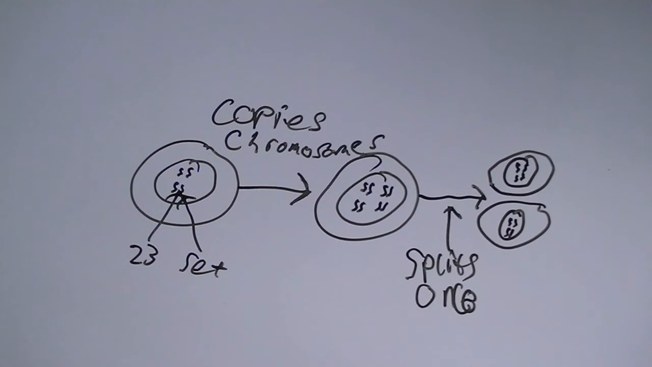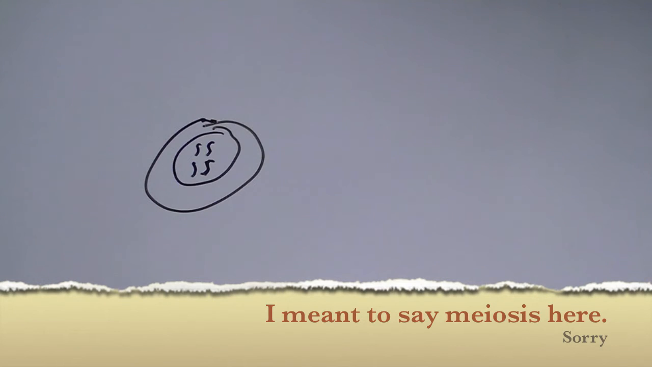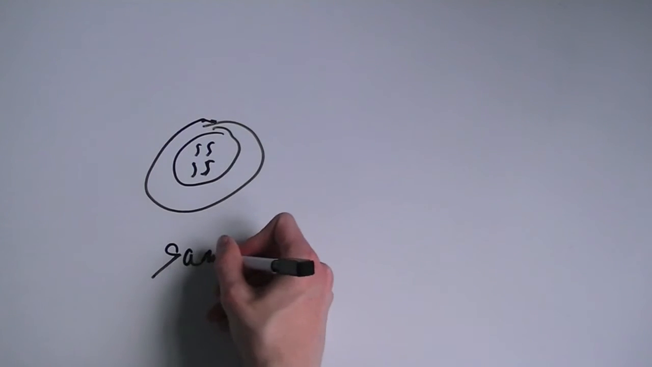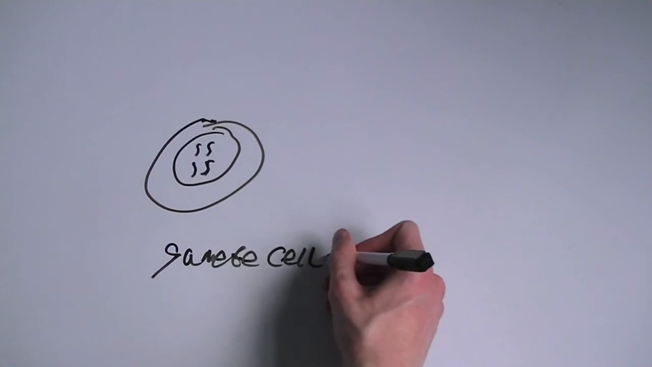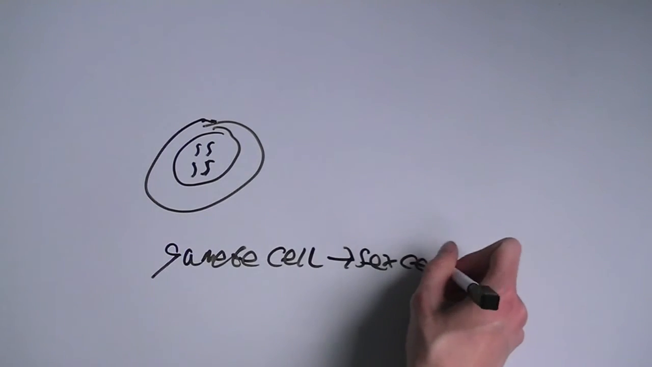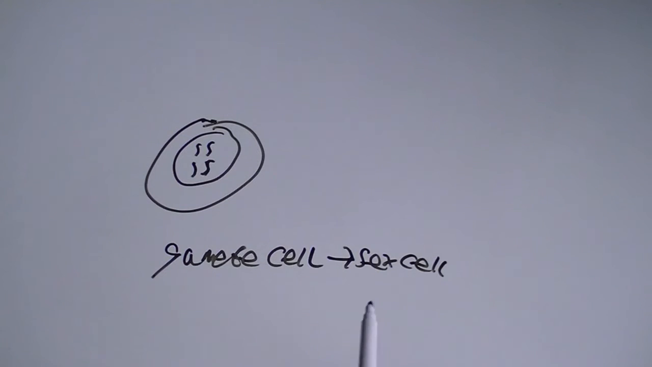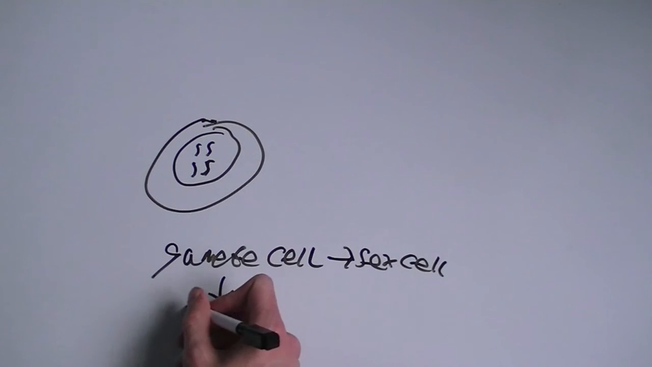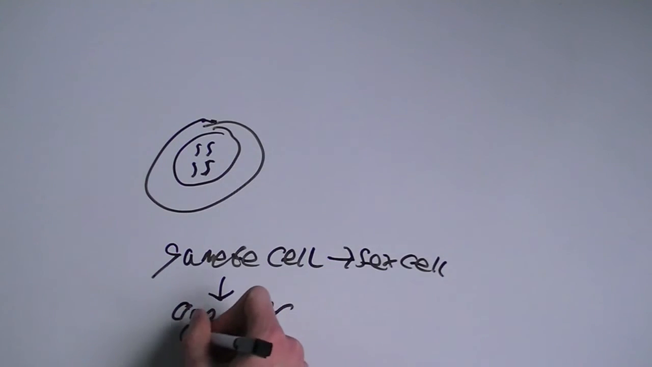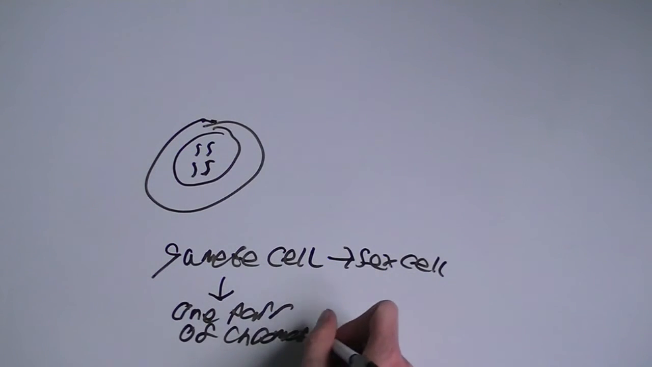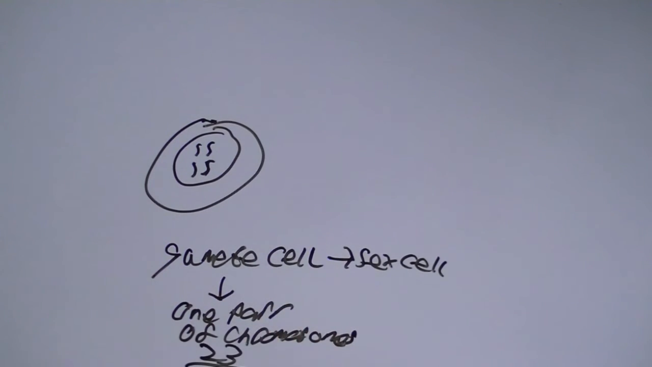That's your mitosis. Meiosis is slightly different because meiosis only occurs in gamete cells. Now you may ask yourself, what is a gamete cell? Well, a gamete cell is effectively a sex cell. So you've got your sperm and your egg. They're gamete cells, okay? And gamete cells only have one pair of chromosomes. So they only have 23. Unlike your normal cell, which will have 46, okay?